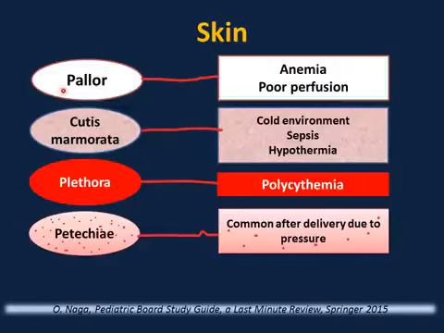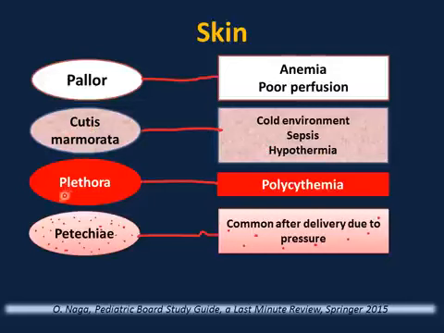Very important to look at the skin color when you are examining a newborn. If the skin is pale or the newborn is having pallor, think about causes of anemia, poor perfusion, and ask about history of abruptio placenta or placenta previa. If the skin is mottled, which is well known as cutis marmorata, think about cold environment and warm the baby. Also, sepsis and hypothermia can be associated with cutis marmorata.